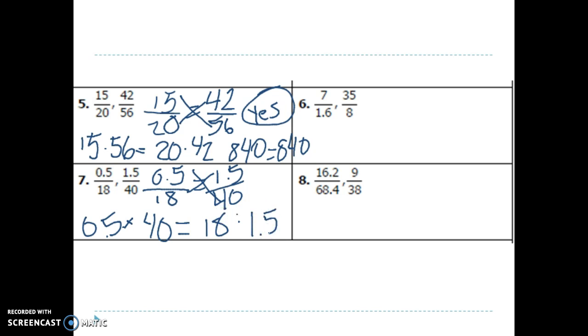Oops, I forgot to use my X. There we go. Well, 0.5 or half of 40 is 20. And 18 times 1.5 is 27. Well, nope, 20 and 27 are not the same. Nope, not a proportion. If you'd like to see more examples of are they proportions or not, the evens will also be posted on Canvas with the completed notes, so you can check that as well.